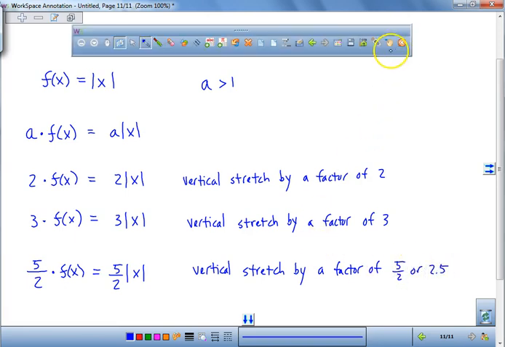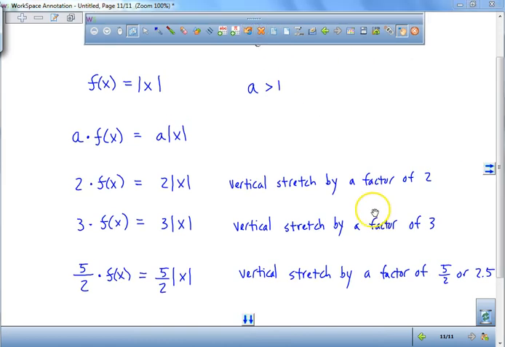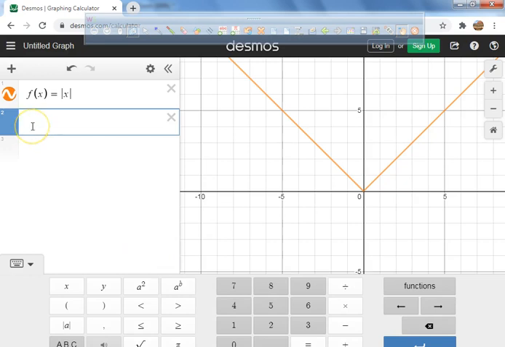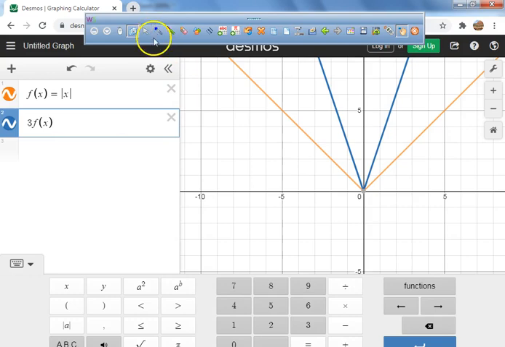Now, remember, I said I'm going to tell you, and then I'm going to show you what a vertical stretch looks like. So now we're going to go to Desmos. Check this out. Watch what happens when I go 3f of x. All right, there's 3f of x. Now, here's how you can interpret it.